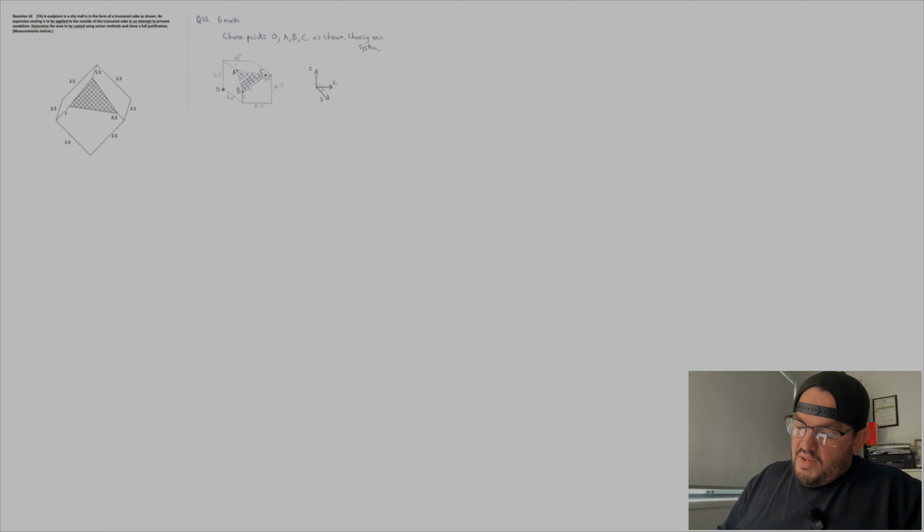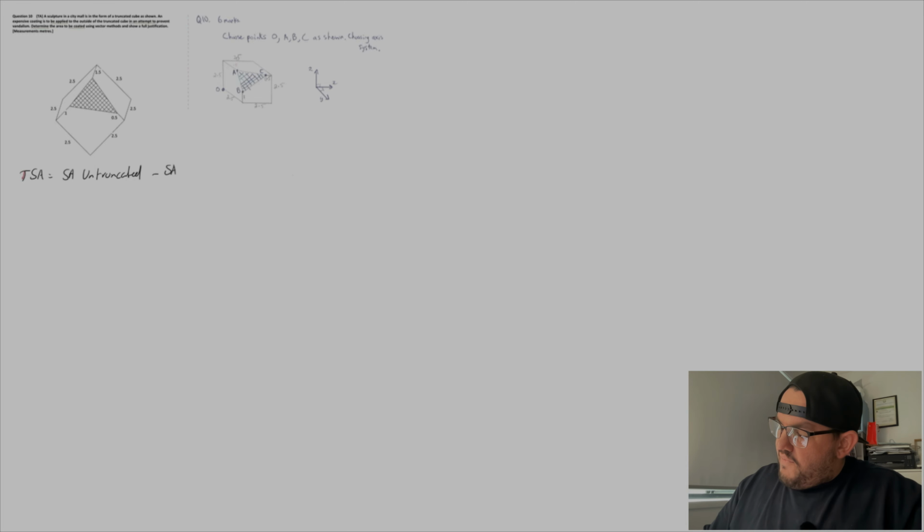So the first thing we're going to do is put in an equation or a rule, if you like, to try and figure it out. Keeping in mind we've got to figure out surface area. So I'm going to say total surface area of this truncated cube is going to be equal to the surface area of the untruncated, and then I'm going to go minus the surface area that's lost plus the truncated surface.